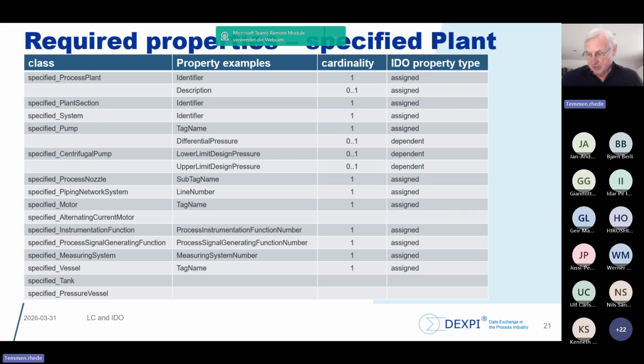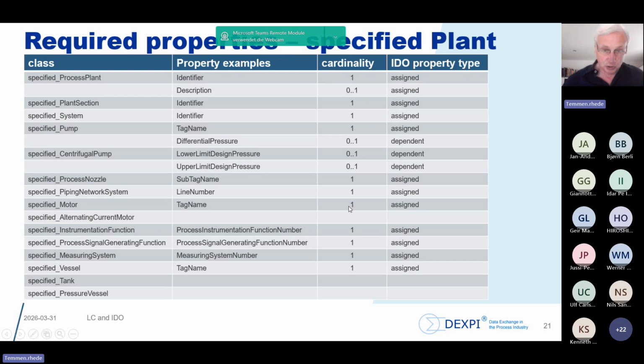Two weeks ago, Dirk gave a good presentation about the concepts from IDO with the three main branches: dependent, object, and temporal. In this, the assigned properties are modeled in the object branch, and the dependent ones are, as the word says, in the dependent branch. And here we tried to model once the identifier and one time the differential pressure. One assigned and one dependent.